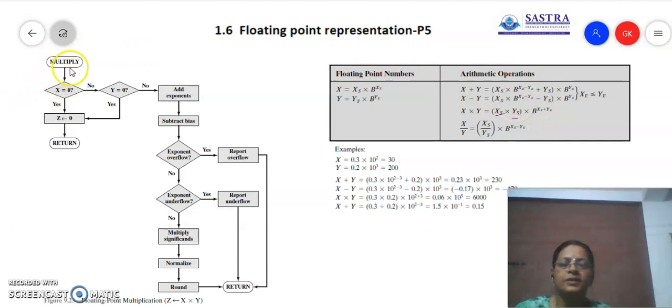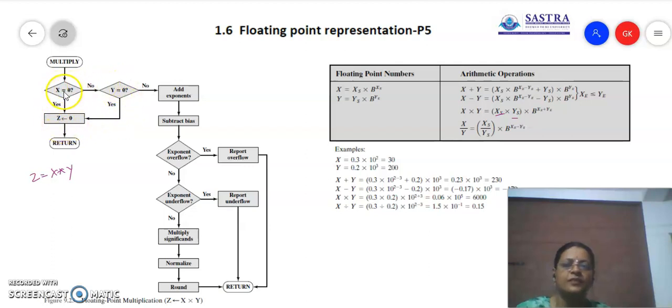In the multiplication, we have four phases as usual. First, check for zero: we are checking whether one operand is zero. If any one of the two operands is zero, obviously the answer will be zero in the multiplication, since z is equal to x into y. So if x is 0 or y is 0, the answer will be 0. If x is equal to 0, we set z as 0. If y is 0, then the answer is also 0.